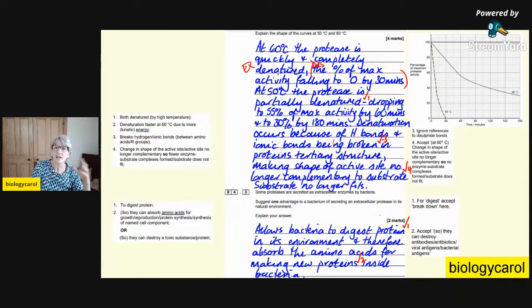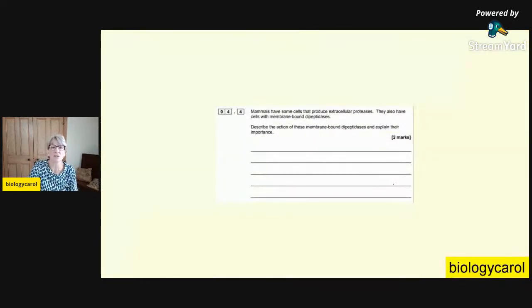So please notice that while I'm going through this exam, I am not just rewriting the mark scheme. I am genuinely writing what I would have written. And sometimes I bag the marks and sometimes I don't.